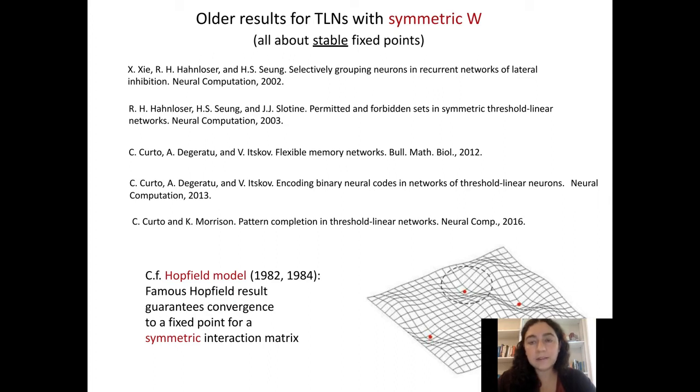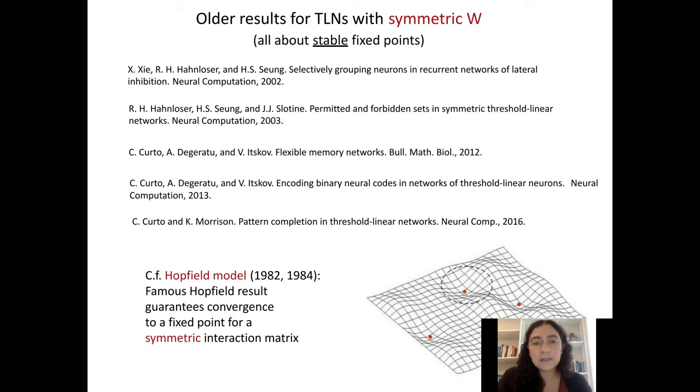But I think mathematically, the real push that inspired a lot of the work that we do came from Hong-Lo Sung and others nearly 20 years ago now. They wrote a couple of papers that really kicked off a more serious mathematical study of these networks. And then I followed up with Anda Digerato and Vladimir Itskov, and then Katie Morrison.